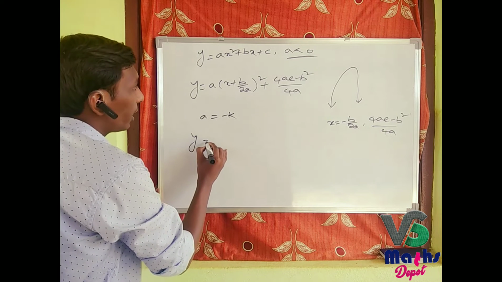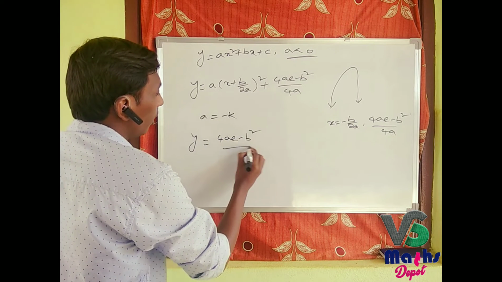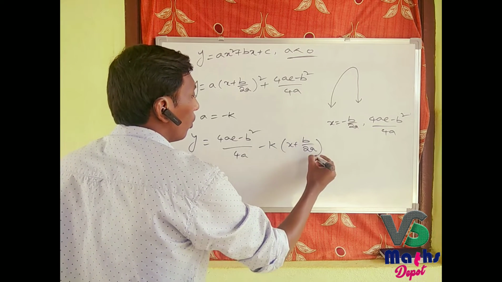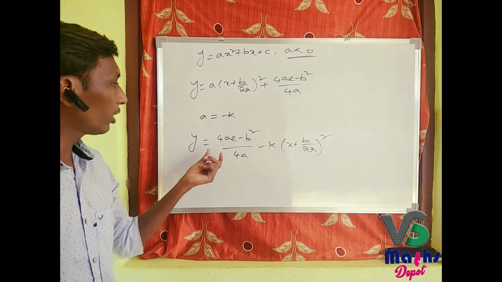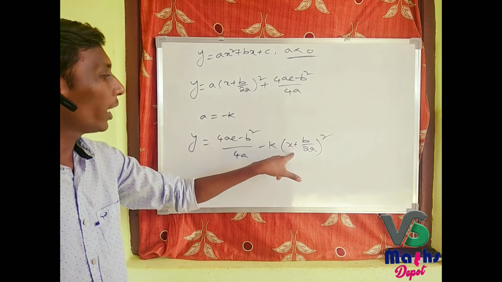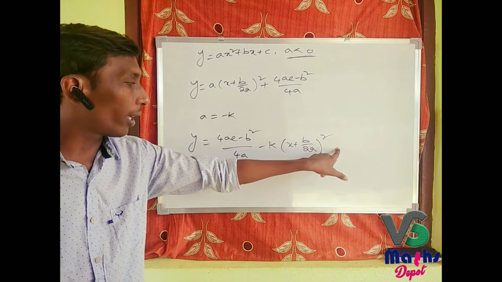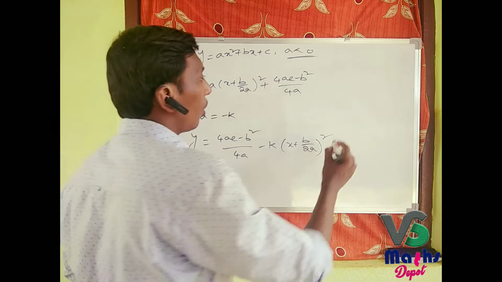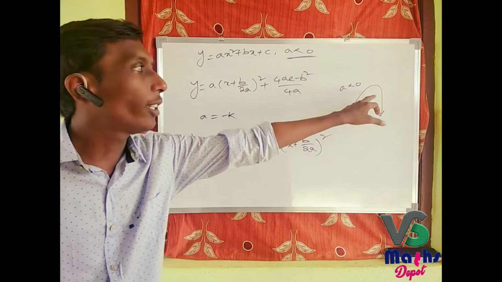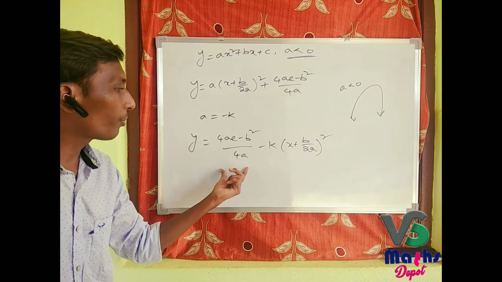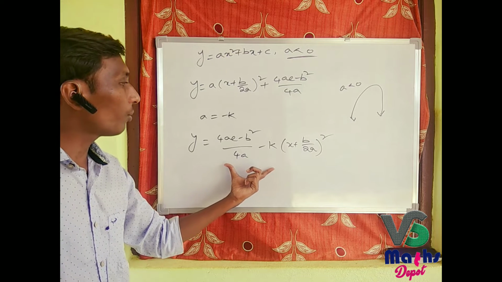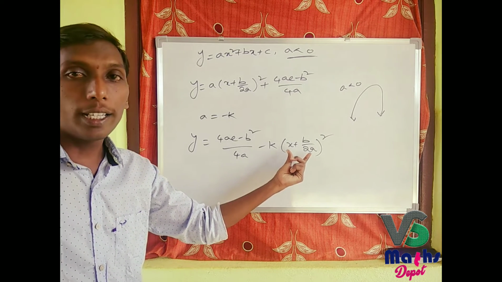Then the expression becomes y is equal to (4ac minus b square) by 4a minus k into (x plus b by 2a) the whole square. So we can write y is equal to (4ac minus b square) by 4a, and in the place of a, we substitute minus k into (x plus b by 2a) the whole square. Because of a less than 0, we will get a maximum value. To become the total expression maximum, we have to subtract the least.